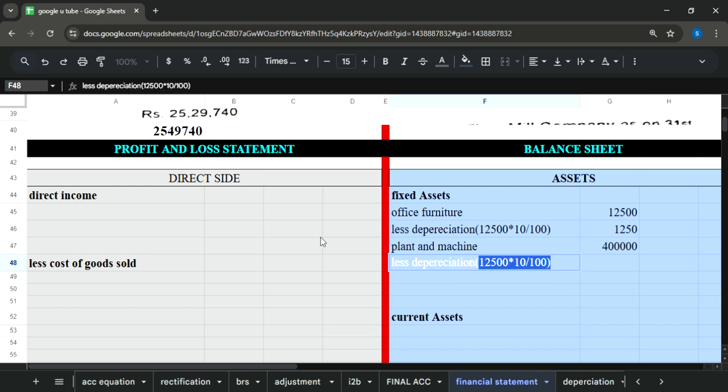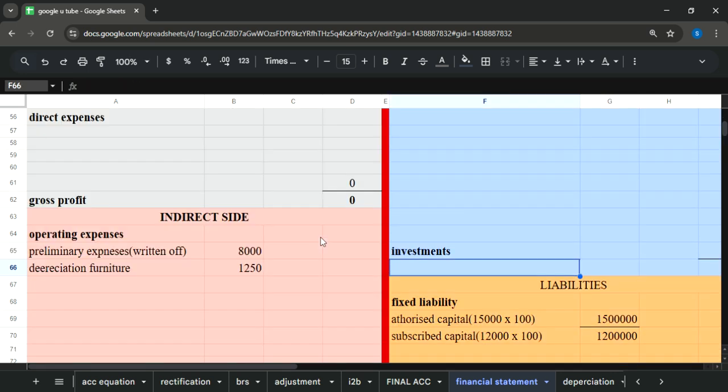That is why we will calculate 10% on plant and machinery as well. So what we have done, what was 4 lakh? 4 lakh was the amount of the asset and we were asked to calculate 10%. So depreciation has been calculated, 40,000.